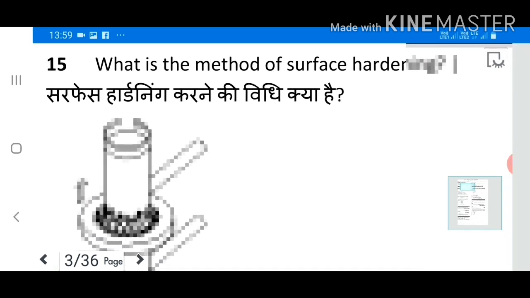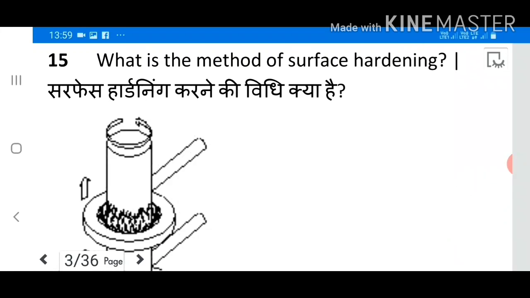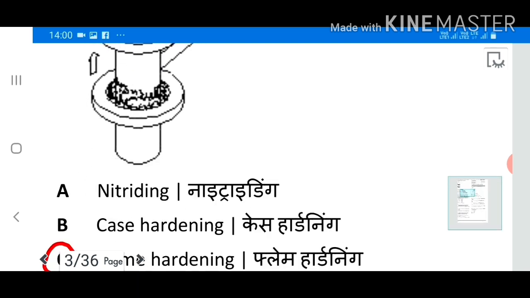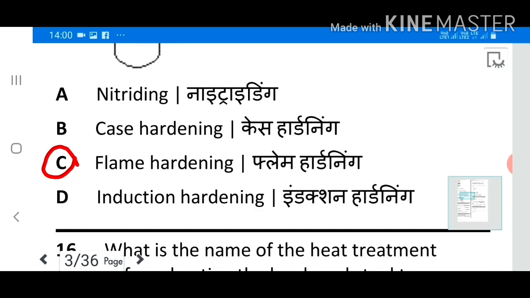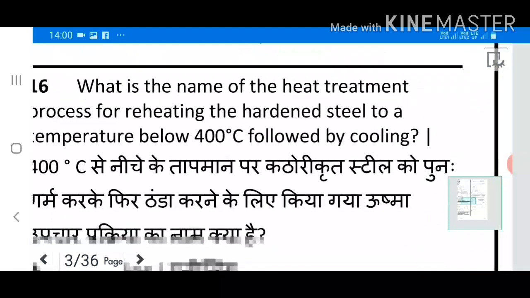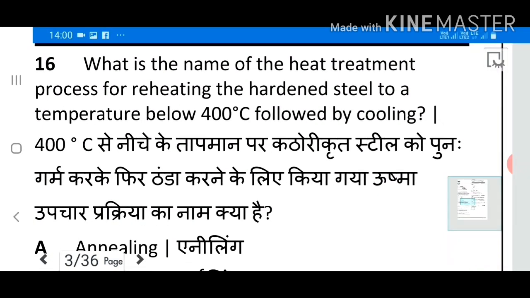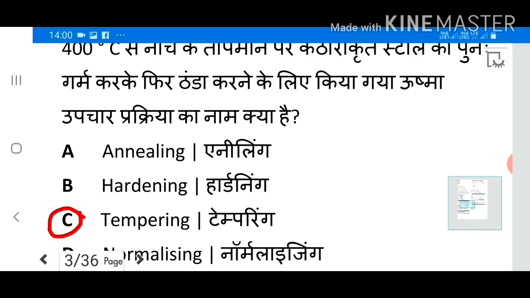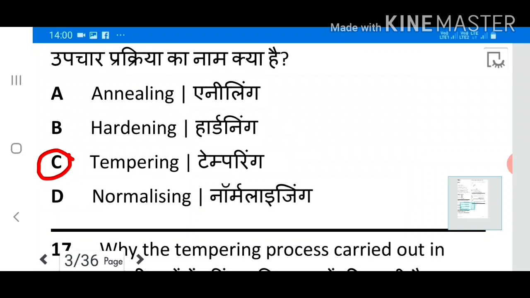15. What is the method of surface hardening? Answer C. Flame hardening. 16. What is the name of the heat treatment process for reheating the hardened steel to a temperature below 400 degrees centigrade followed by cooling? Answer C. Tempering.